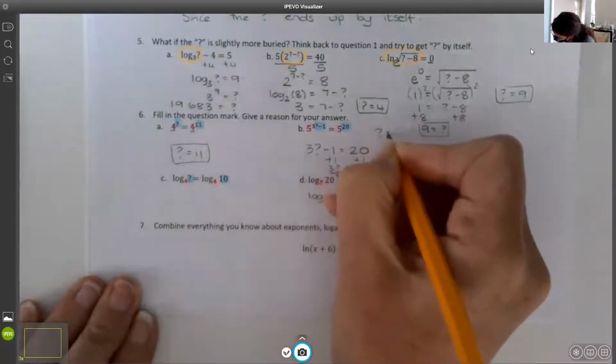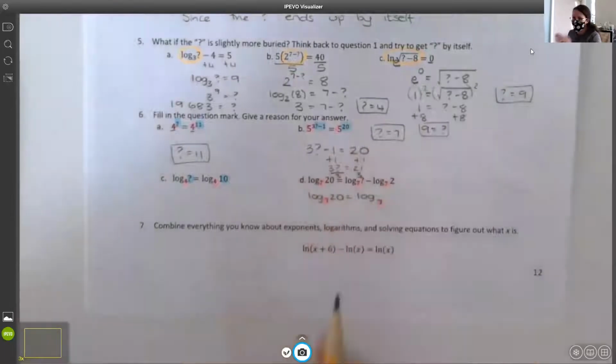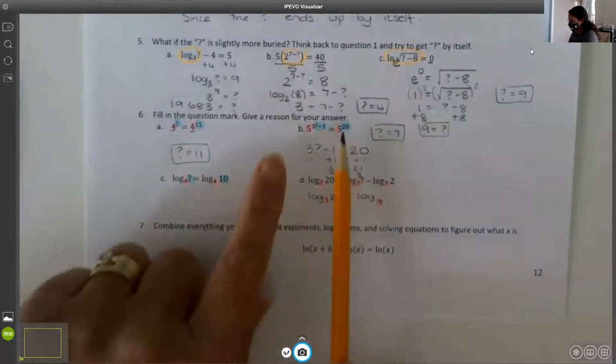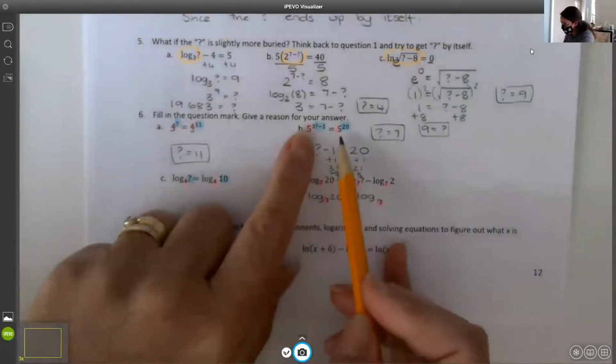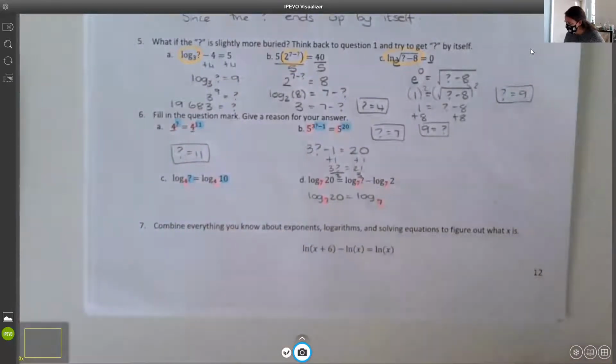And the question mark is equal to 7. So essentially, when you have an exponential equation where the bases are the same, you can just make a new equation with the exponents. Since this equation is true, the exponents have to be equal as well.